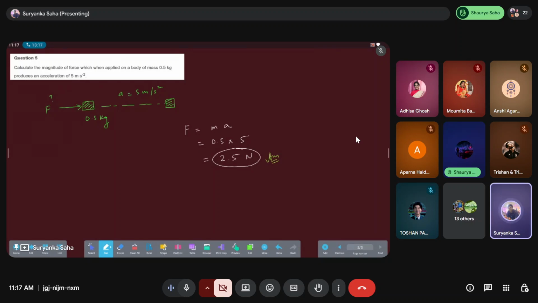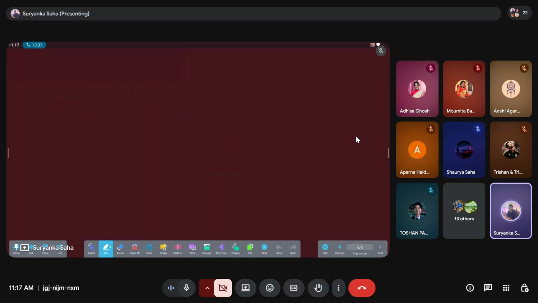Yes, I just draw the diagram to give you an idea of what is happening. But there are certain problems where it is required to draw the diagram. Otherwise, maybe the teacher will not accept the answer. There are some problems, not this one. You can do this without a diagram. Okay, next.